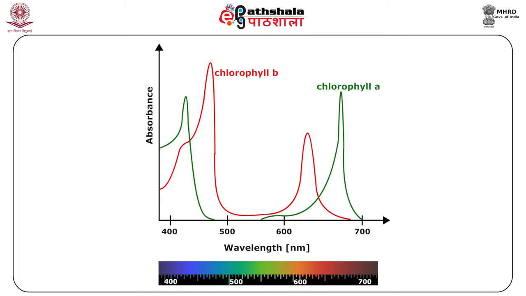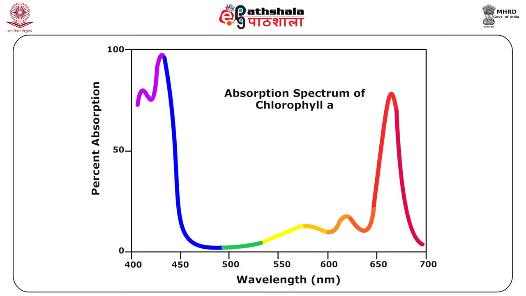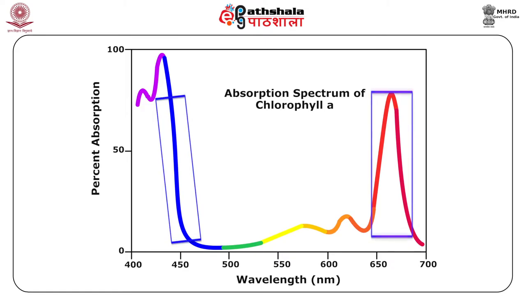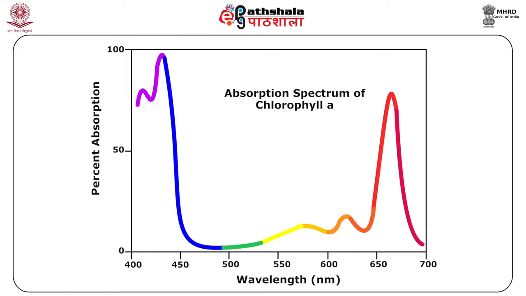Different side groups of the two chlorophylls tune the absorption spectrum to a slightly different wavelength, so that light that is not significantly absorbed by chlorophyll A at, say, 460 nanometer will instead be captured by chlorophyll B, which strongly absorbs at that wavelength. Thus, these two kinds of chlorophyll complement each other in absorbing sunlight. The absorption spectrum of chlorophyll shows that it absorbs strongly in the red and blue violet region of the visible spectrum. Because it absorbs red and blue violet light, the light it reflects and transmits appears green.